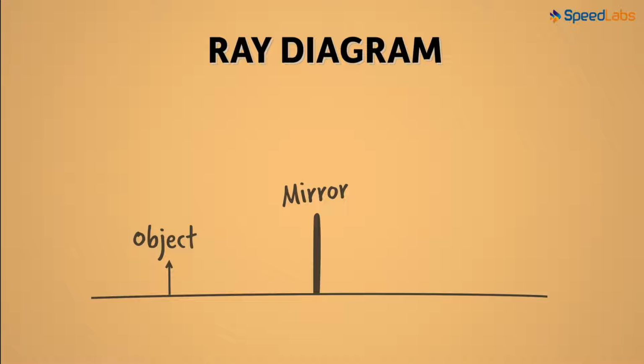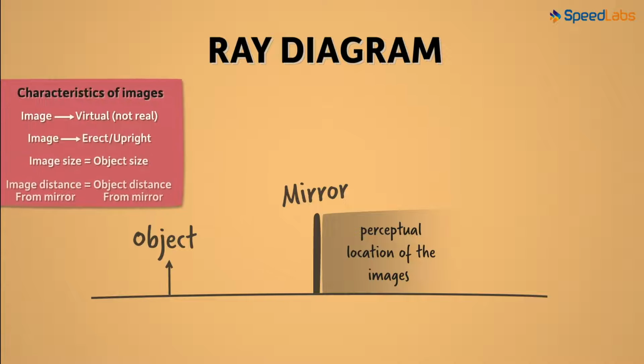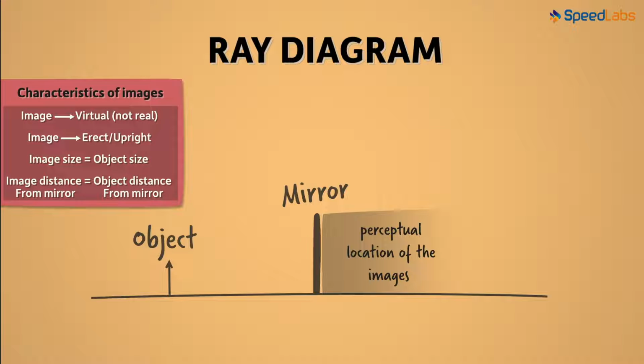Now it might sound odd to you to find the location of something which is only in our mind and not actually there. But what we can say is that a perceptual location of the images using ray diagrams helps us to understand and verify the properties or characteristics of these images. In our previous video, we have already seen few of these properties. Okay, so how do we draw a ray diagram on a piece of paper?